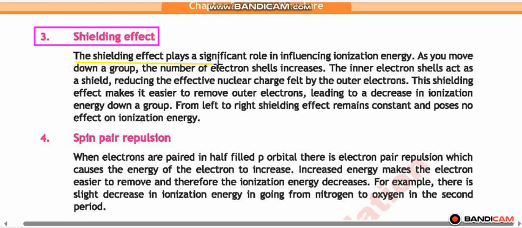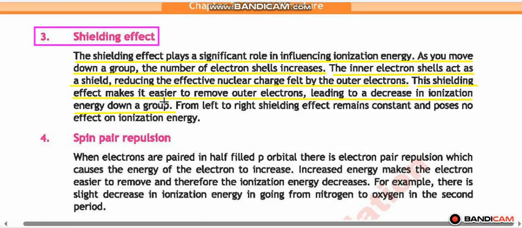The shielding effect plays a significant role in influencing the ionization energies. As you move down a group, the number of electronic shells increases. The inner electron shells act as a shield, reducing the effective nuclear charge felt by the outermost electrons. This shielding effect makes it easier to remove the outer electrons, leading to a decrease in ionization energy down the group.